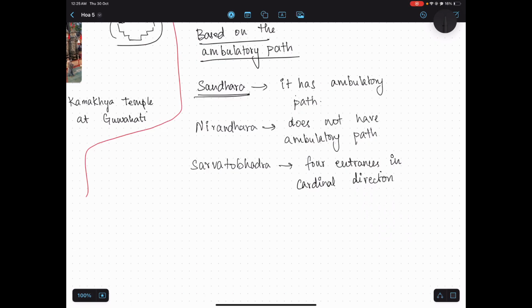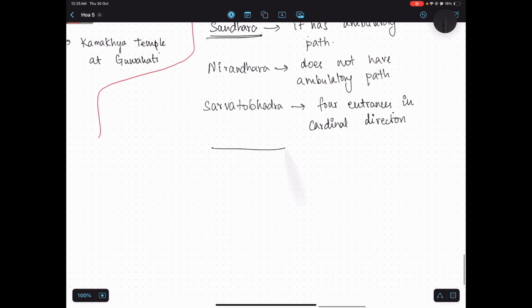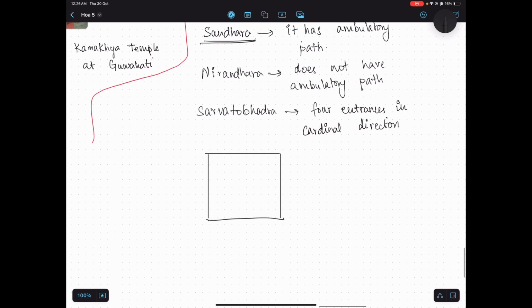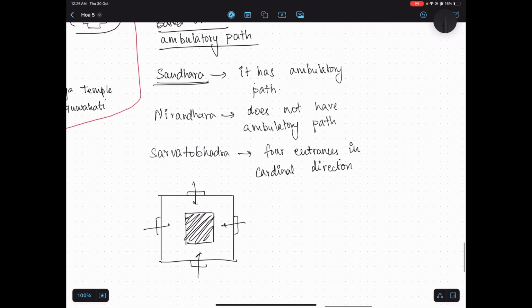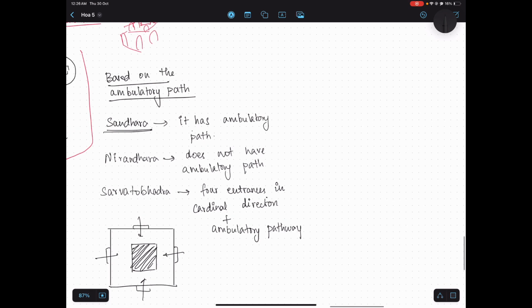So for example, it's usually square plans. This could be your shrine or Garbhagriha, and you have entrances from all four sides, and you do have an ambulatory pathway. So plus ambulatory pathway. So this is based upon the ambulatory pathway.